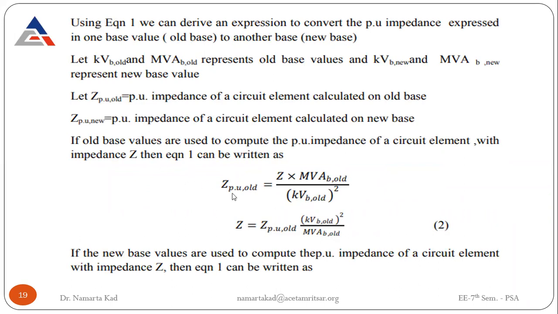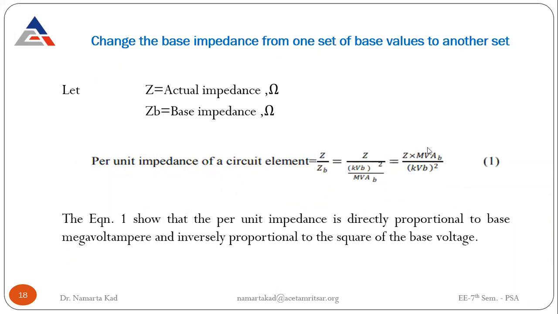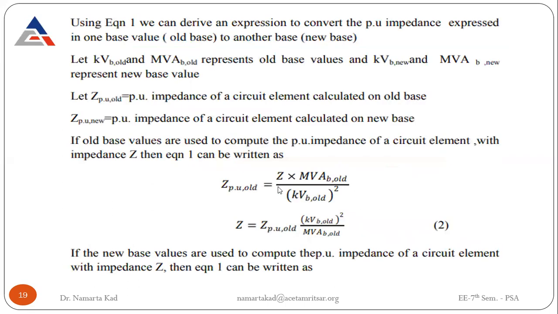Now for Z per unit old, we are going to apply the same formula that we just derived. This is the per unit impedance, and it is equal to the actual impedance multiplied by MVA base divided by kilovolt base square. But here we put old. So it comes out to be Z multiplied by MVA base old divided by kV base old square. This is the Z per unit old value calculated on the old base.